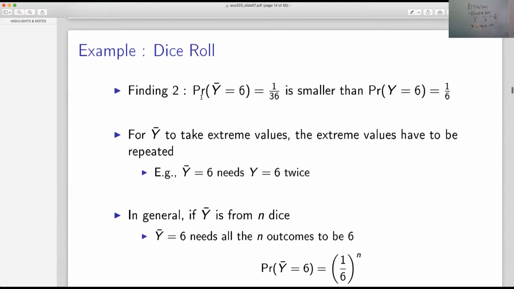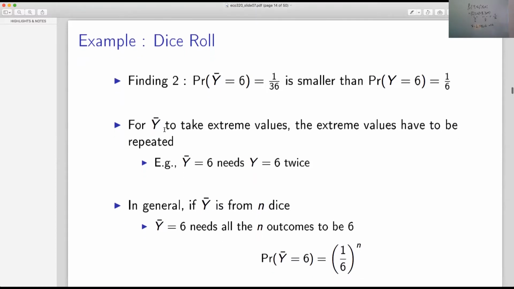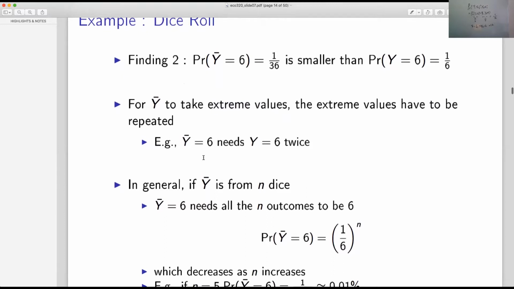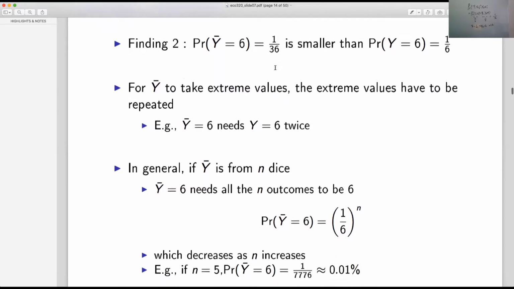The second finding is that the probability of y bar equal to 6 is 1 over 36, which we just went over. That is smaller than this one, I mean, each probability. For y bar to take an extreme value, both numbers should be 6 to get an average equal to 6. It's called an extreme value because it's unlikely to happen. The extreme values have to be repeated, so that's why the probability is much lower.